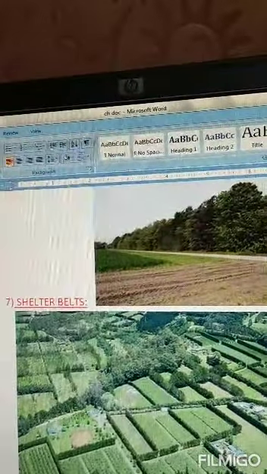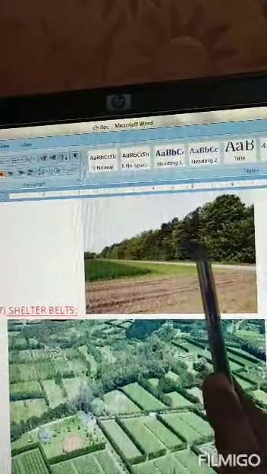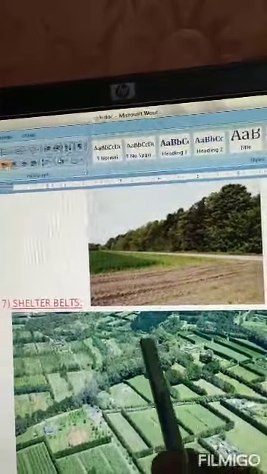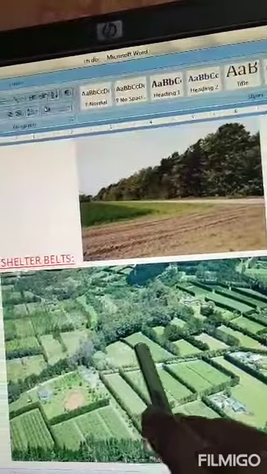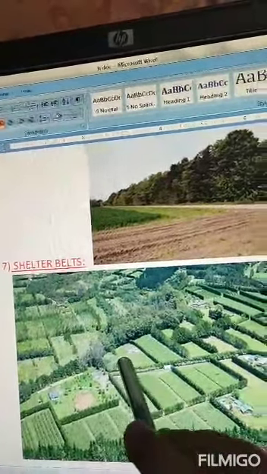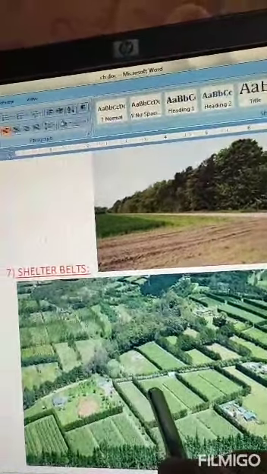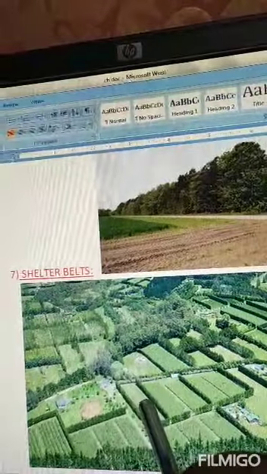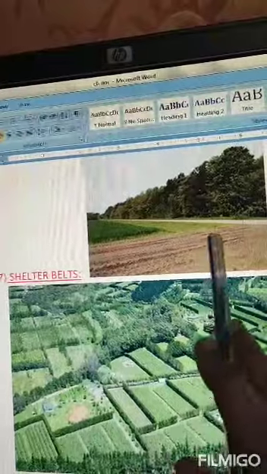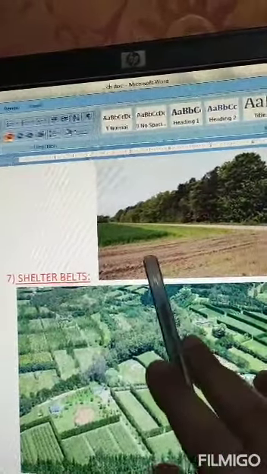Then next thing is shelter belts. Shelter belts means that on the sides of the field a row of trees is grown. See in this picture also, along the fields trees are grown. They will break the speed of the wind, and the erosion of soil that is being done by the wind is less. So these shelter belts decrease the soil being eroded by the wind.